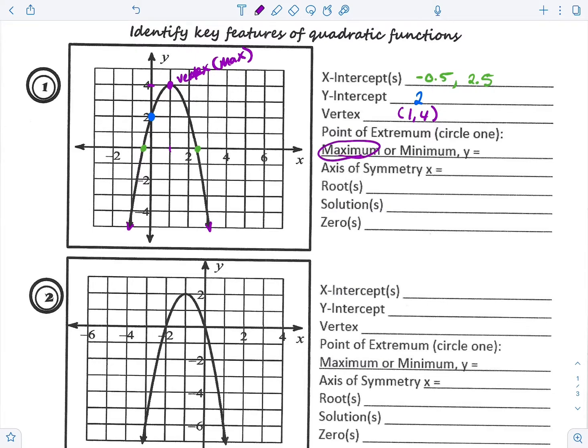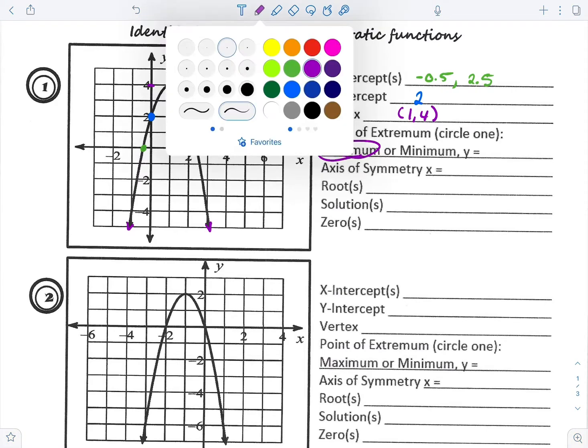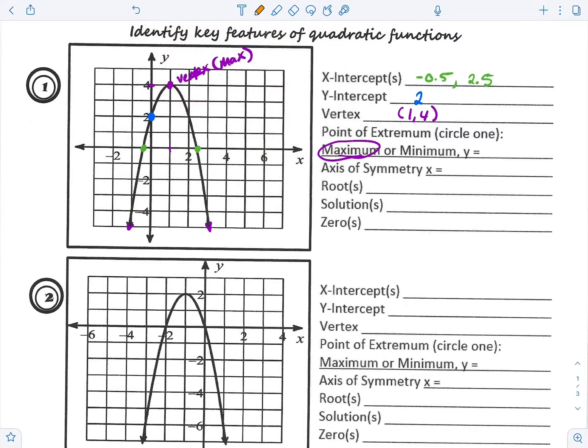So we circle maximum. And the axis of symmetry, remember, that's the line that divides the parabola into two congruent parts. So it goes directly through the vertex. It's called the axis of symmetry. So what is this line that goes through this vertex? Remember, vertical lines have an equation of x equals. Since it goes through x equals 1, the equation of this line is x equals 1. And that's what we write here, x equals 1.